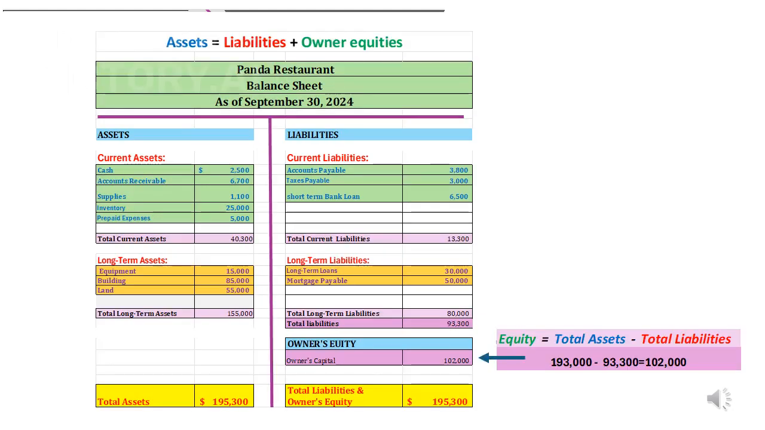Equity is calculated by subtracting total liabilities from total assets. This slide shows the calculation for Panda Restaurant, emphasizing the importance of owner's equity in the balance sheet.